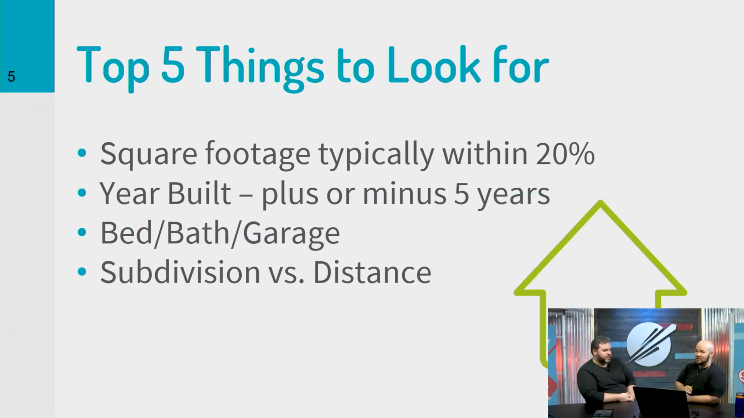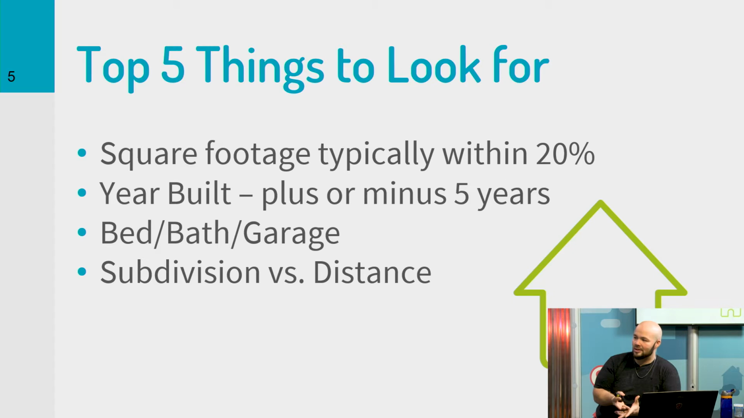I always like to look at subdivision first. So we're looking at subdivision versus distance. If I'm looking for comps and I have a lot of sold volume within that subdivision, I don't really need to look outside of that subdivision to determine the value of that property. I always want to be in that subdivision. There's going to be plenty of times though where we don't have comps in a subdivision.